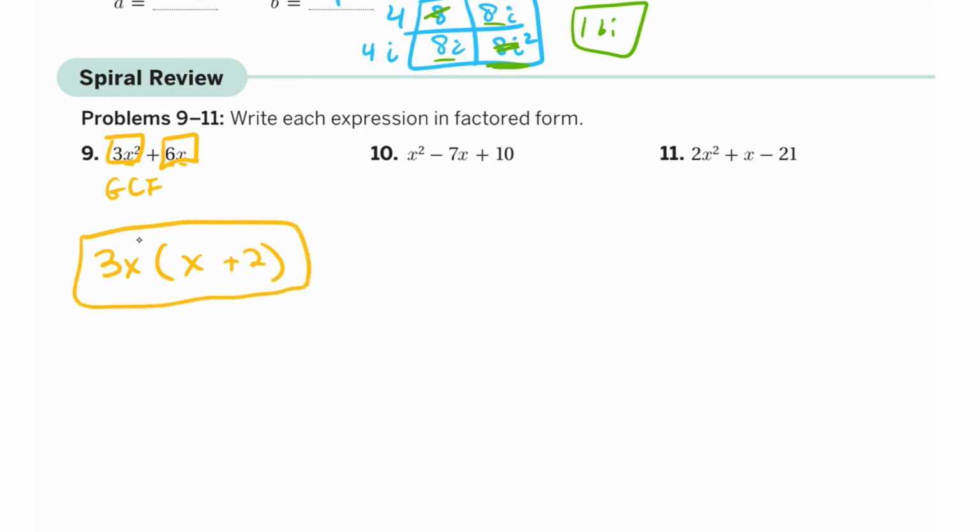Again, to double check that one, if you wanted to see if we get back to the original, we just distribute, because pulling out the greatest common factor is the same thing as the opposite of the distributive property.